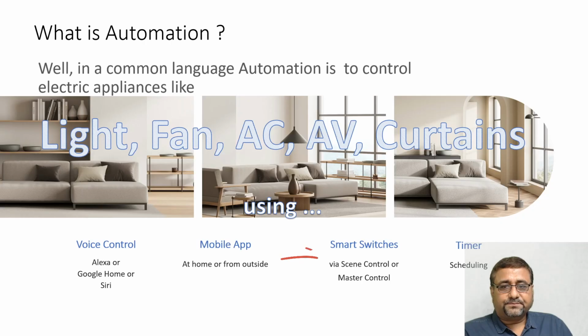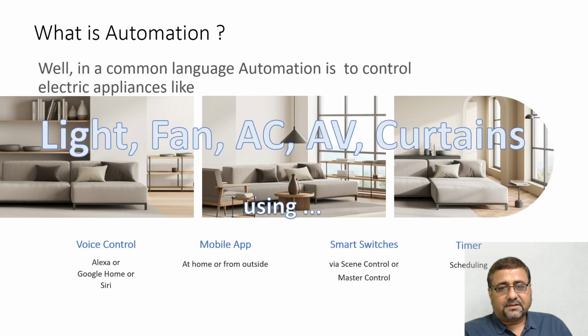You can use smart switches to call for scenarios or maybe say master control. Scenarios we are going to look at a little later. For master control, I can explain: just one click of a button and all the lights in my bedroom will be off, all fans will be off, curtains will close, AC will go off. So just one click and everything is done. I don't need to do them individually.